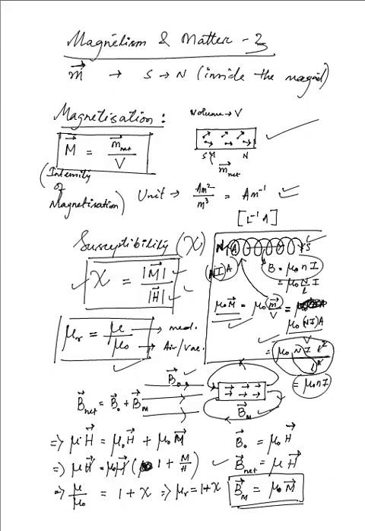This is a very important equation. Let me highlight it in another ink. This is an important relation which we'll be using to distinguish between the magnetic materials, which obviously is in the upcoming video in the series. But till then, thank you for watching.